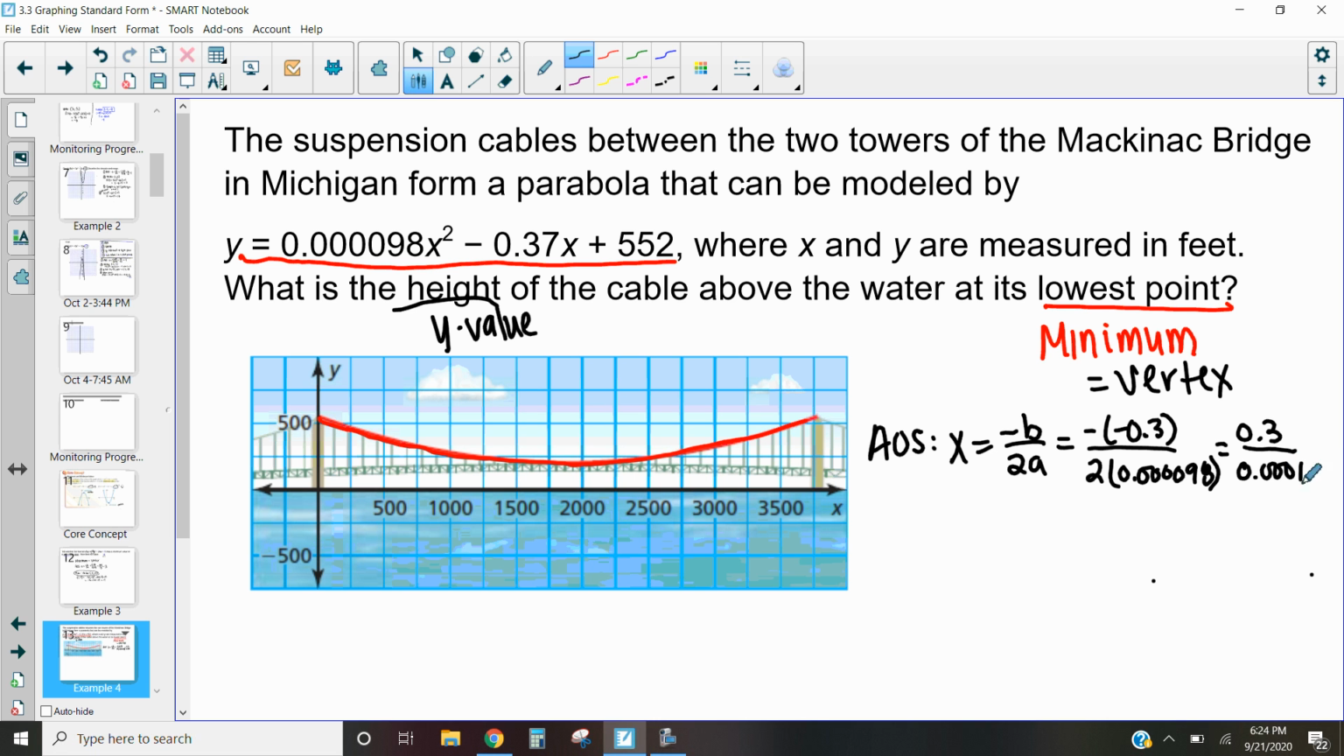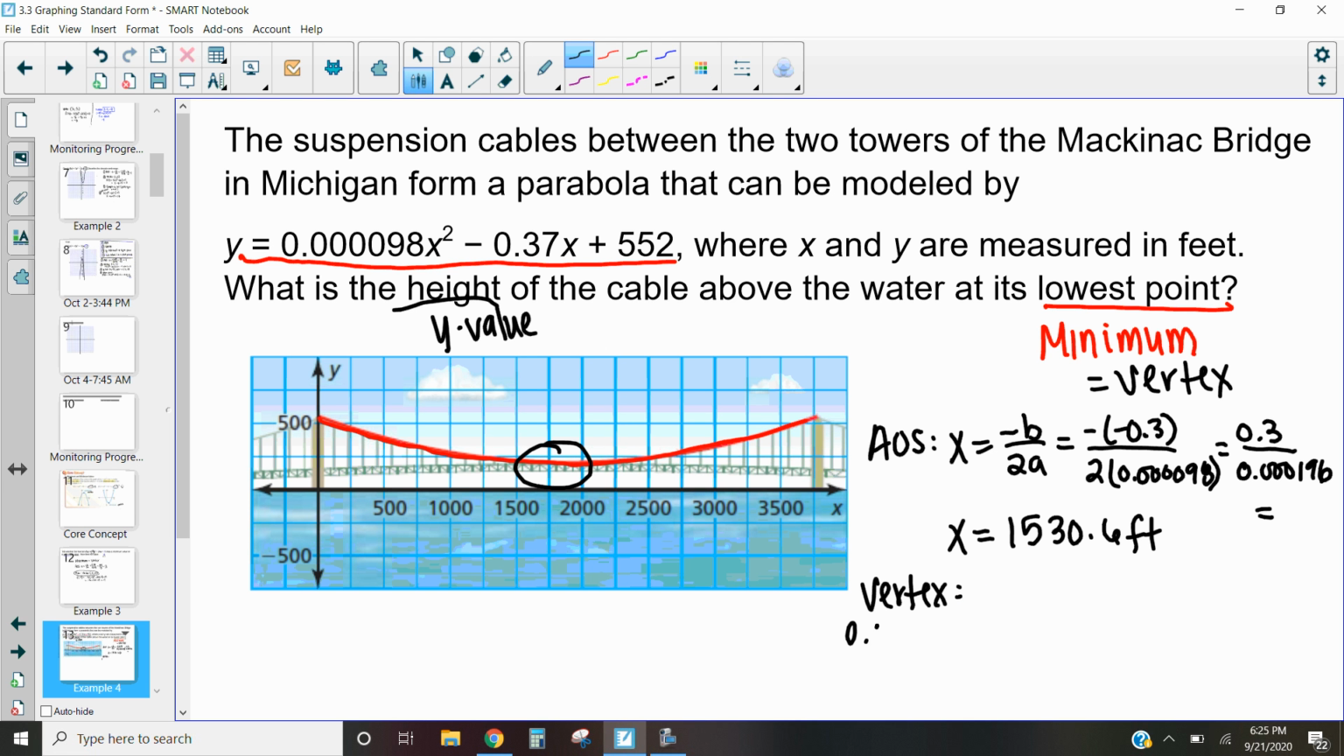So I want to simplify that: 0.37 divided by 0.000196 is going to give us x equals 1,530.6 feet. And that makes sense, right? Our lowest point on our vertex looks like it probably falls somewhere in here, between 1,500 and 2,000, and that's exactly what we got. So to find our vertex or our minimum, we need to substitute that value back into our original function. So that's what we're going to do.